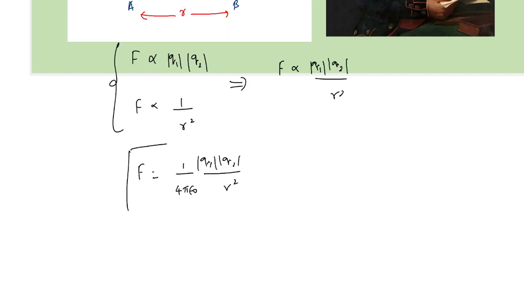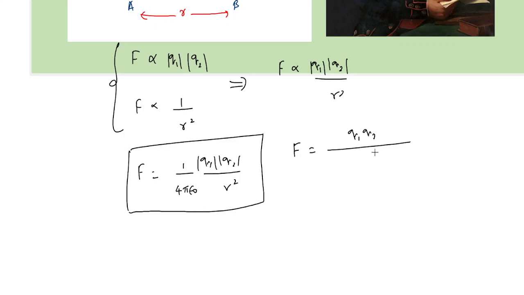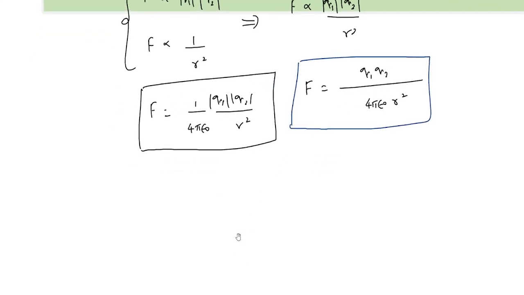So this is the required form for Coulomb's law. To make it simple to write, I'll drop the mod signs here and I will write this as force is equal to Q1 Q2 by 4 pi epsilon naught into r square. Do understand that even though I have dropped the mod symbol, it is understood that what we write is only the charge magnitude, not with their polarities. This is called Coulomb's law.